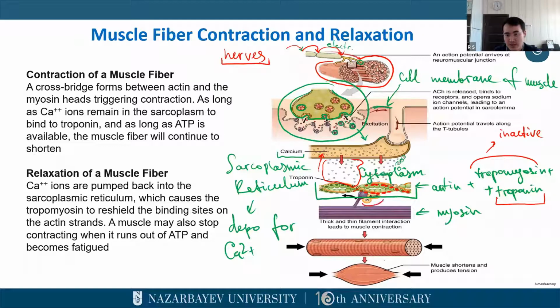Almost the same happens when we run out of ATP. So whenever we don't have ATP, the myosin also slides back, even though we have this calcium in our sarcoplasm. Okay, I hope I answered the question and you all understood it.